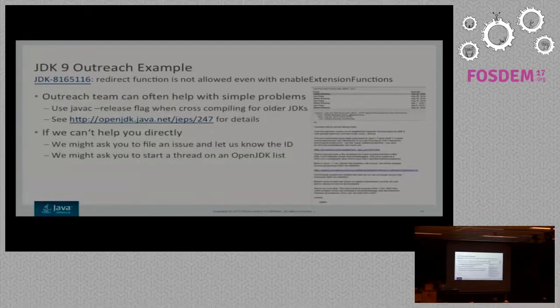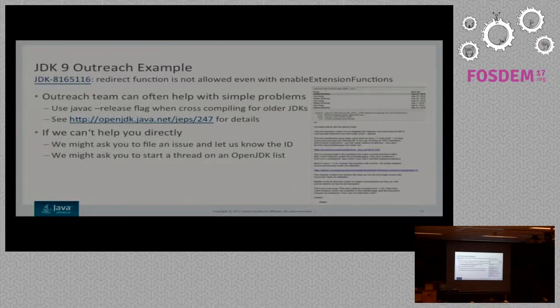Another example is with Ant, as Uwe mentioned in his talk. The Apache Ant team has actually done a really good job of getting their code to work and pass all the tests with Nine. And then it turned out, of course, that it had one small problem. Usually we can help with the simple stuff, where people forget to set the release flag or whatever. If we can't help you directly, we direct them to the right mailing list, which also can be challenging because there are many mailing lists on OpenJDK.